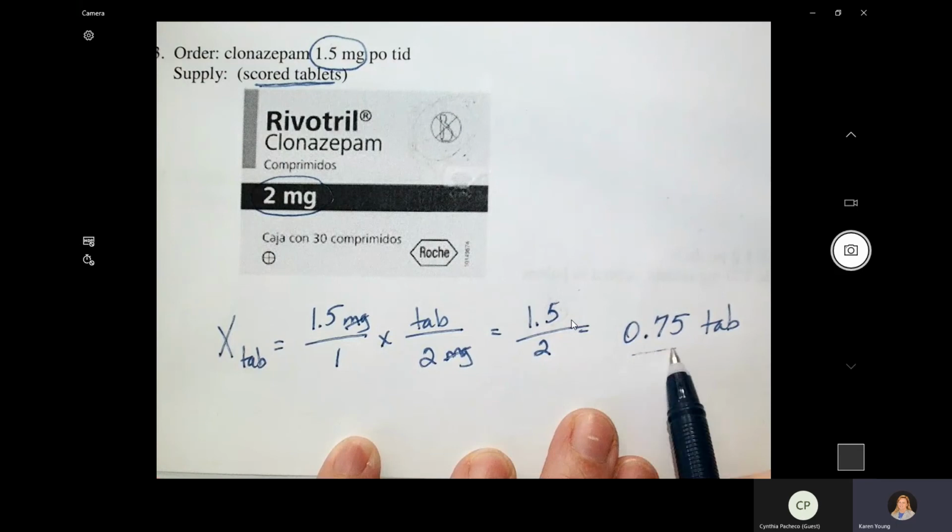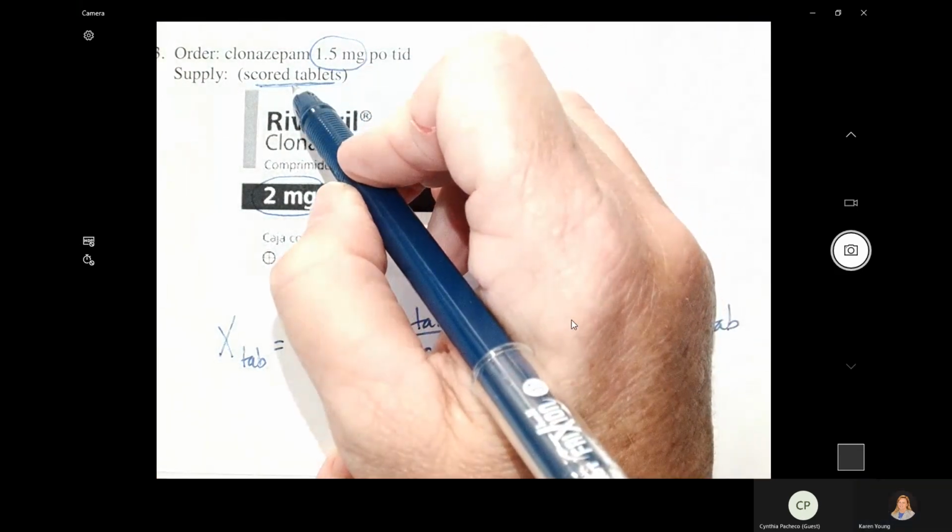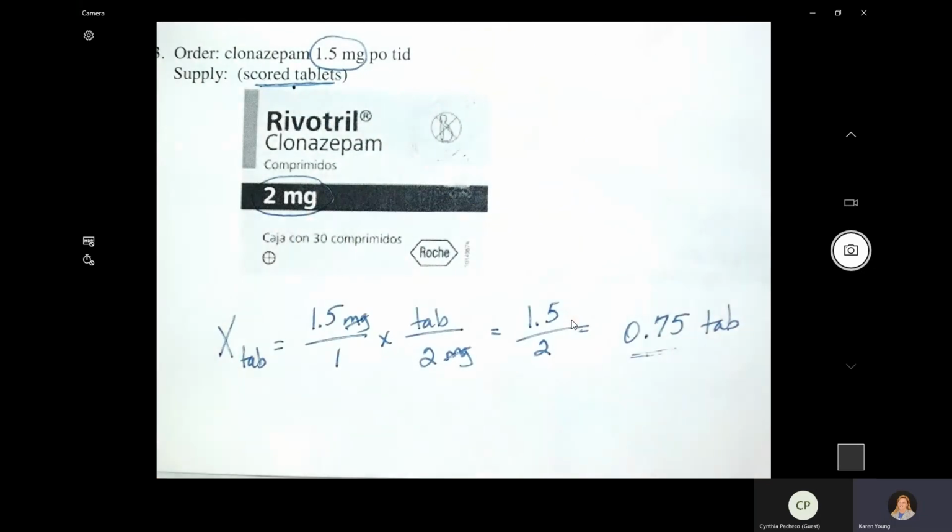In order to give something that's not a full tablet, it must be a scored tablet, okay? So if I'm going to have to cut that tablet in half, or in this case, into fourths, so the patient can take three-fourths of the tablet, then you've got to know that it's scored. If it's not scored, the medication is not evenly distributed throughout the tablet. It's mixed with another chemical that makes it a solid. And it's a non-active ingredient, but the medication's not evenly distributed, so you can't cut it.